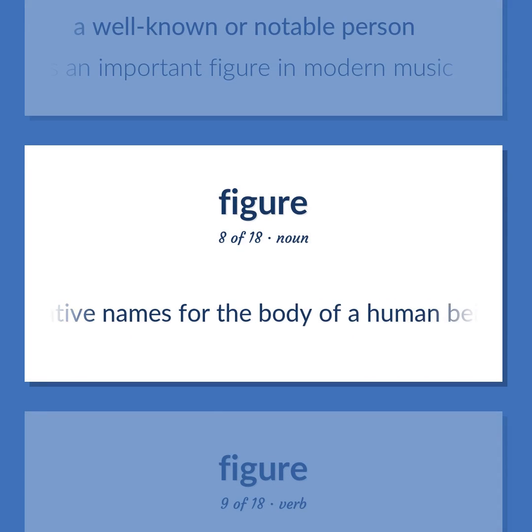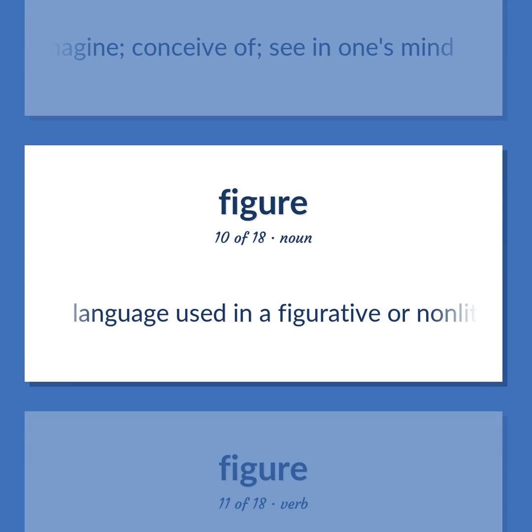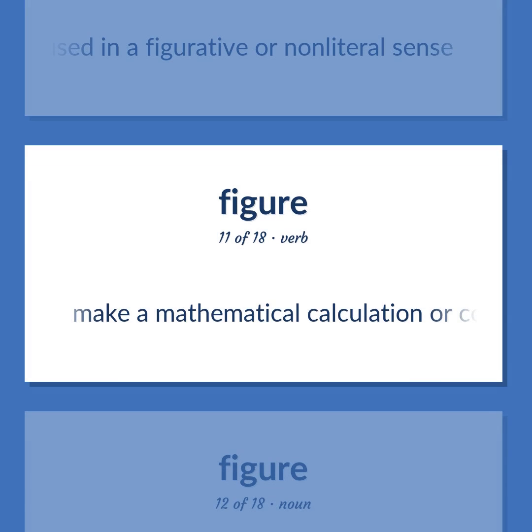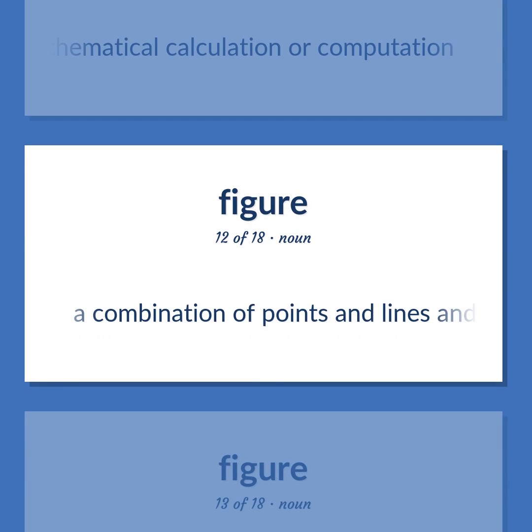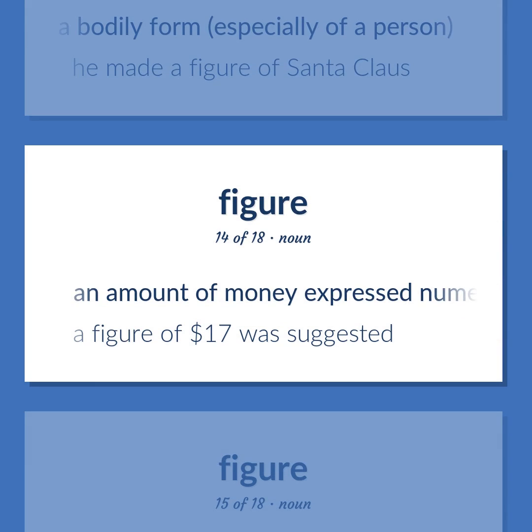Alternative names for the body of a human being. Imagine. Conceive of. See in one's mind. Language used in a figurative or non-literal sense. Make a mathematical calculation or computation. A combination of points and lines and planes that form a visible palpable shape. A model of a bodily form, especially of a person. He made a figure of Santa Claus. An amount of money expressed numerically. A figure of $17 was suggested.